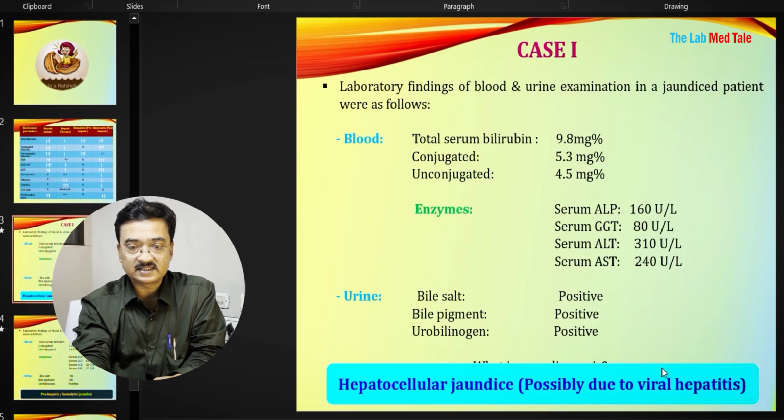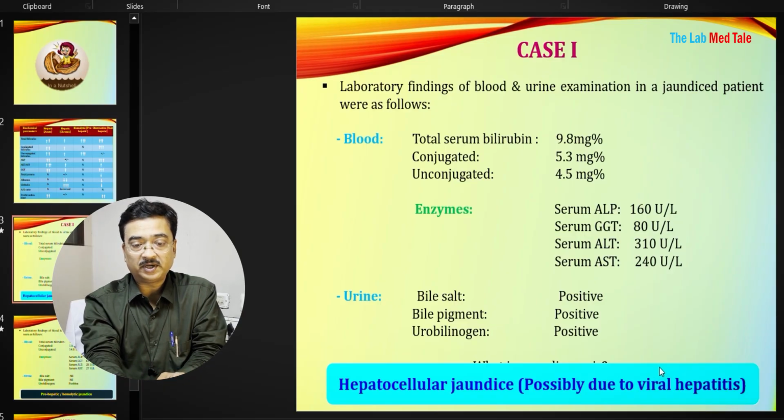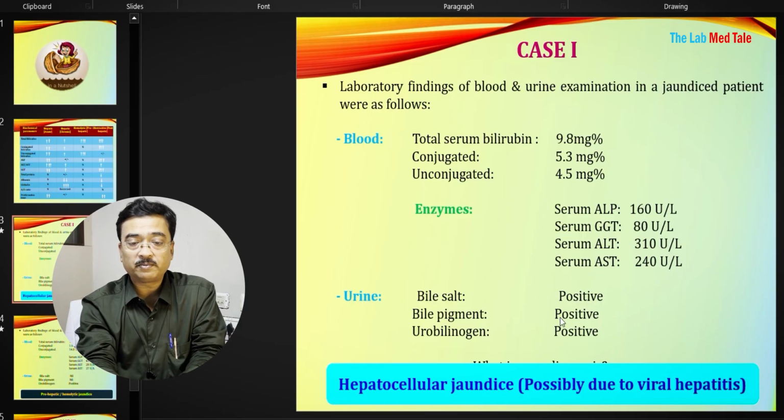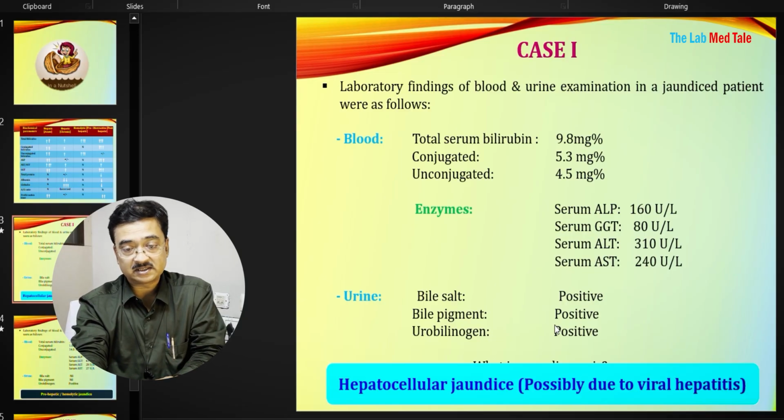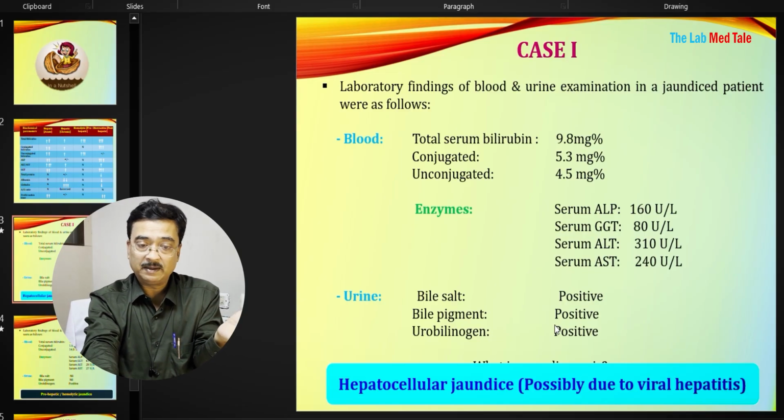I'll give you some cases. Case 1: total serum bilirubin 9.8, conjugated 5.3, unconjugated 4.5. You see a striking rise of ALT and AST, and urobilinogen, bile salt and bile pigment are all positive. So what is this? This might be a case of viral hepatitis, or acute hepatitis.